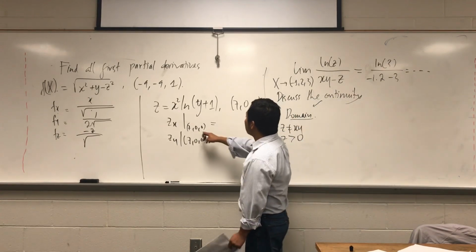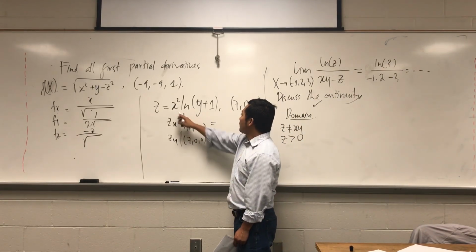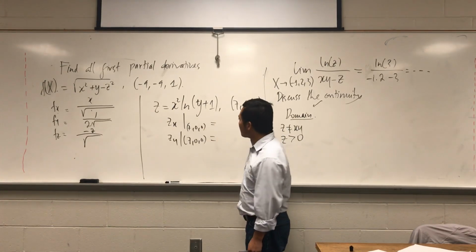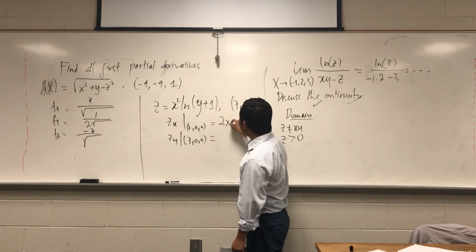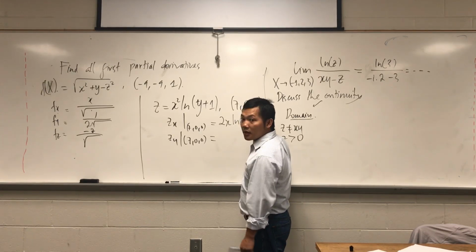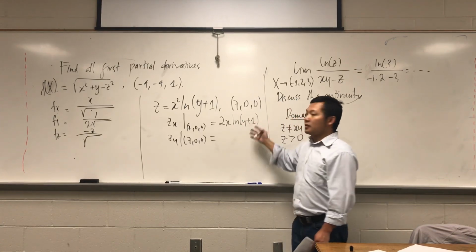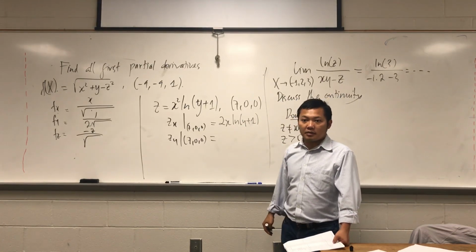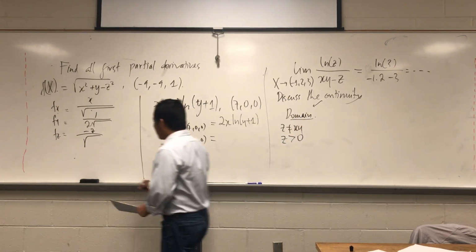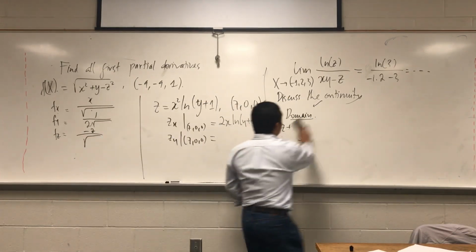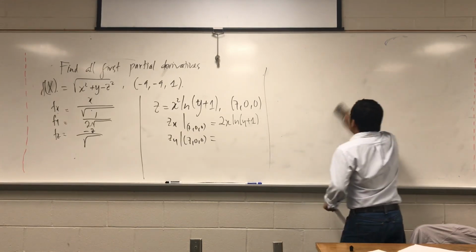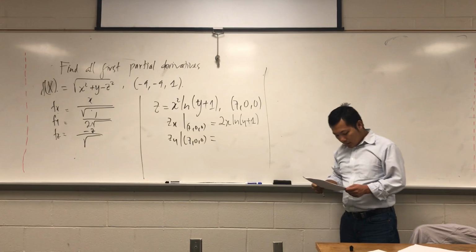Okay, let's do one. So the partial derivative with respect to x. Here we don't have x inside the logarithm. That's good, so that function is nice. So I just have 2x ln y plus 1. Is that correct? And then you plug x and y into this function, you get the slope in the x direction. Okay, that sounds good.